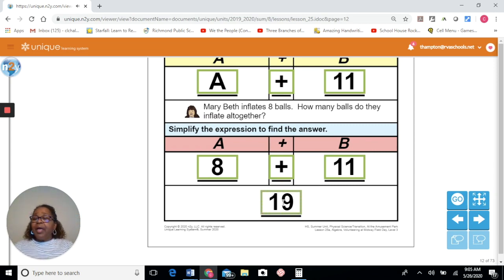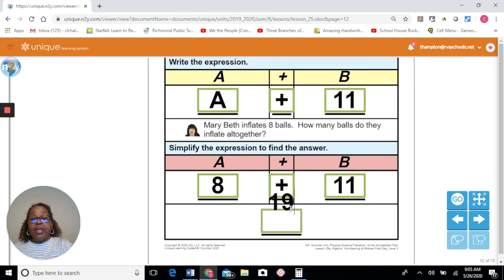Excellent. Algebraic expressions are not so hard now, are they? It's looking pretty easy and I like it. We have our expression. We started with A plus B. We found out what A was. We put that number in. We found out what B was. We put that number in, and then we solved the expression.